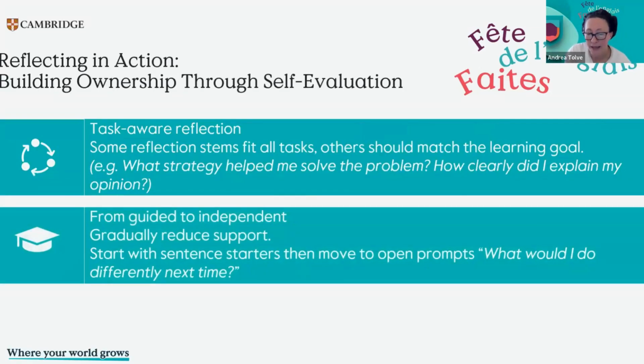From guided to independent. So here's gradually reducing that support that we provide our students. Start with sentence answers, then move to open prompts. What would I do differently next time? So as they gain confidence, we can gradually reduce the support and move towards more open-ended questions. So this again helps the students to move from supported reflection to more independence.